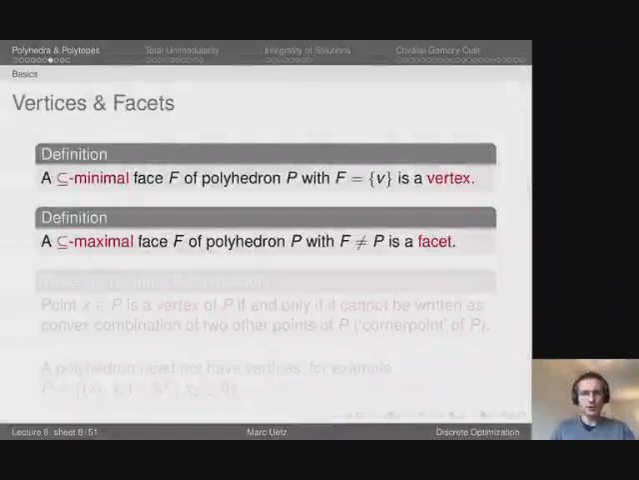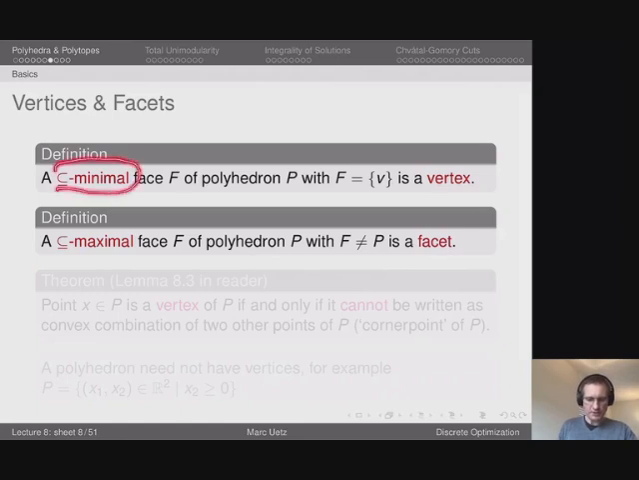Now that we have described all the faces of a polyhedron, there are two classes of faces which are kind of special, and that is vertices and facets. Inclusion-wise minimal faces of a polyhedron are called vertices, and I think I called them vertices a couple of times before. And inclusion-wise maximal faces of a polyhedron, which are not equal to the polyhedron itself, are called facets.